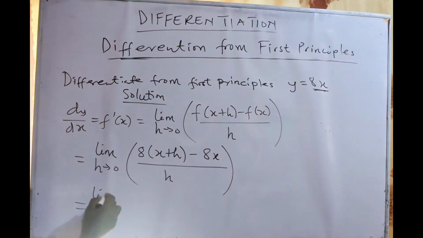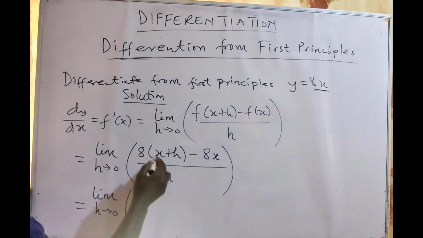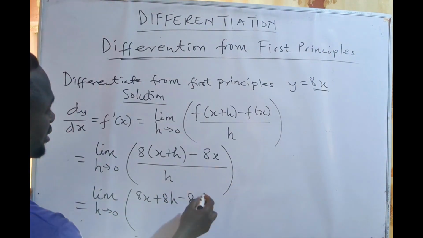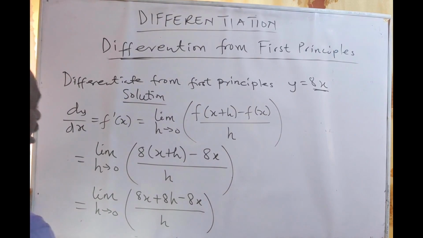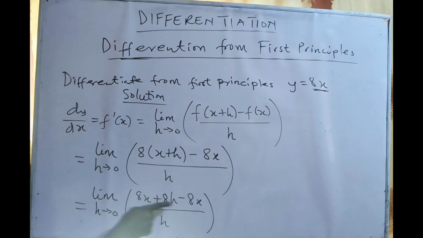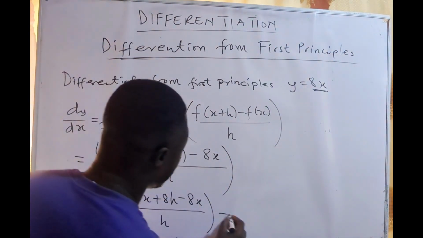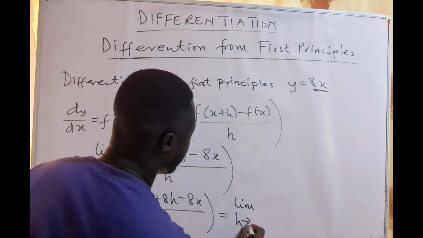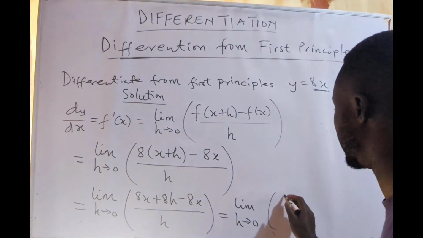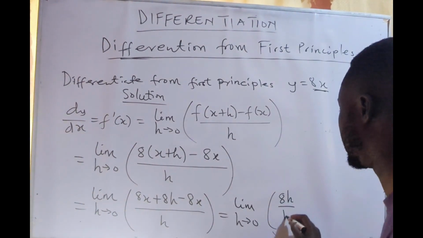Alright, we have our limit as h approaches 0. So 8 times s will give us 8s, and 8 times h will give us 8h, minus 8s, all divided by h. So what this means is that 8s is over h, 8h is over h, and the 8s here is also over h. But we have 8s minus 8s, which will give us 0. So our limit as h approaches 0, 8s minus 8s will be 0, so we have 8h over h.